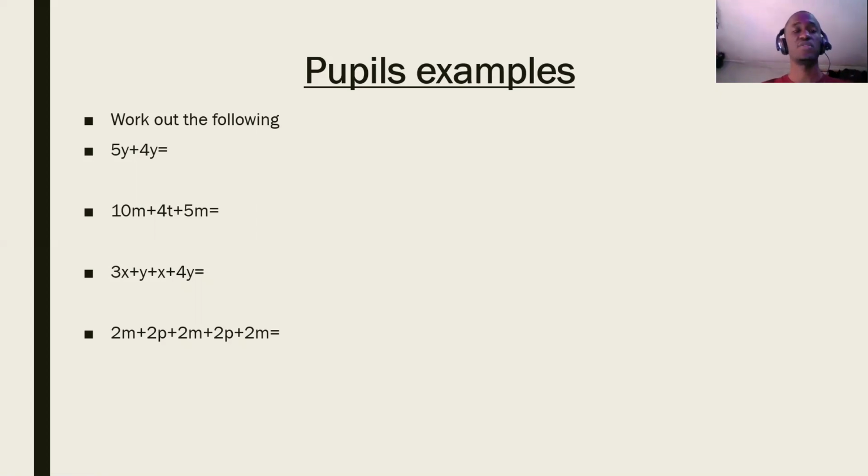And then after that, of course, after you are done, make sure you send it to me for marking. So I want you to do 4 questions there. 5y plus 4y, and then 10m plus 40 plus 5m, 3x plus y plus x plus 4y, and then lastly 2m plus 2p plus 2m plus 2p plus 2m. So try those questions in your book, and then you send it to me for marking.